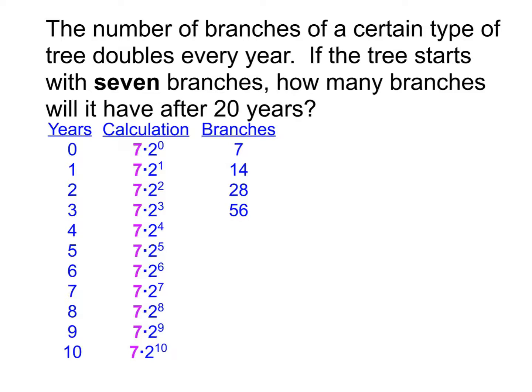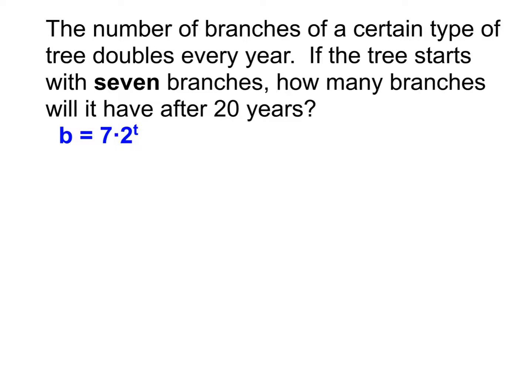All right, let's go ahead and write this equation. You'll notice the 7 is now there in place of the 1. Otherwise, it's going to be the same equation as what we saw before. So it's going to be b equals 7 times 2 to the t. Now that we know the equation, we can go ahead and solve this problem. So go ahead and figure out what 7 times 2 to the 20th is going to be.